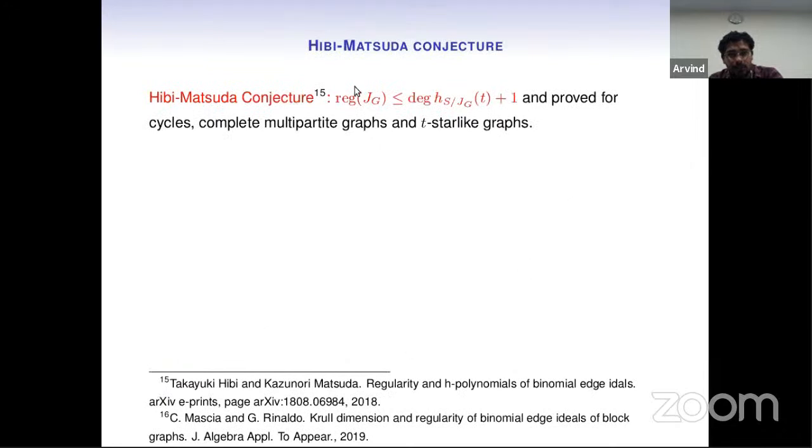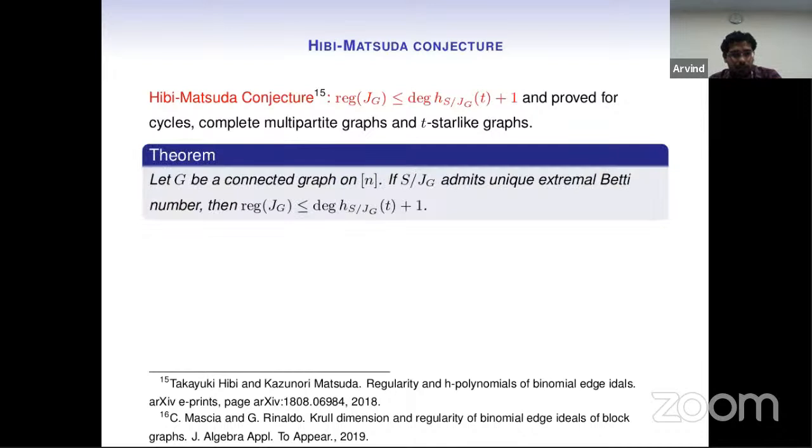So now let's come to another conjecture about the regularity of binomial ideals, the Hibi and Matsuda conjecture. It states that the regularity of J_G is bounded above by the degree of the h-polynomial plus 1. They proved this conjecture for cycles, complete multipartite graphs, and T-star-like graphs. We observed that in all these cases, S/J_G admits a unique extremal Betti number. So we extended this result to the general situation: when S/J_G admits a unique extremal Betti number, then the regularity of J_G is bounded above by the degree of the h-polynomial plus 1.